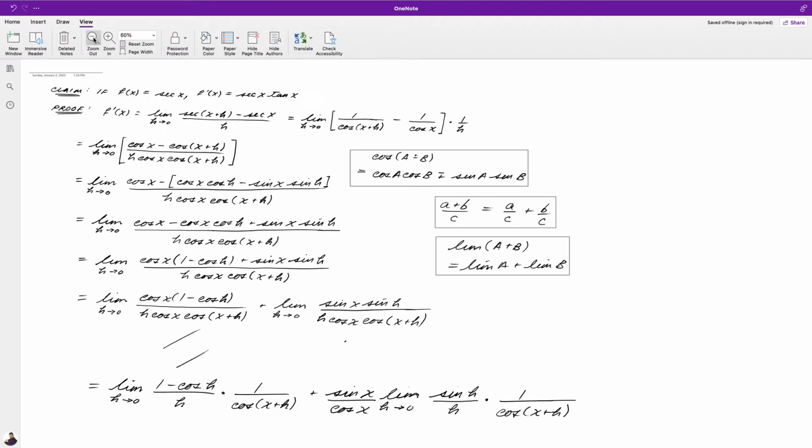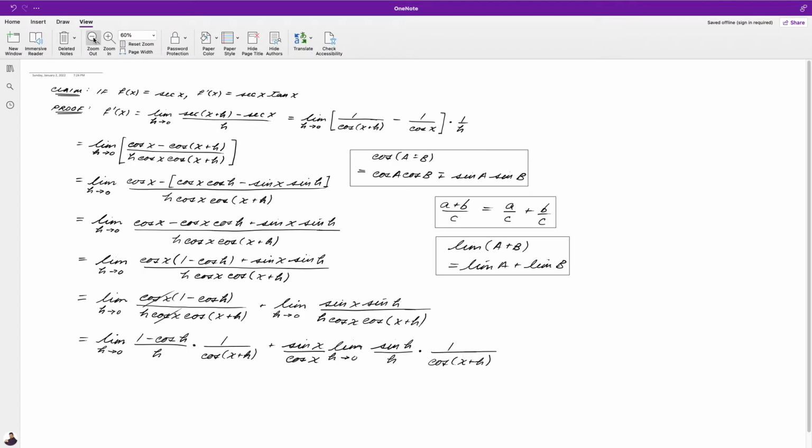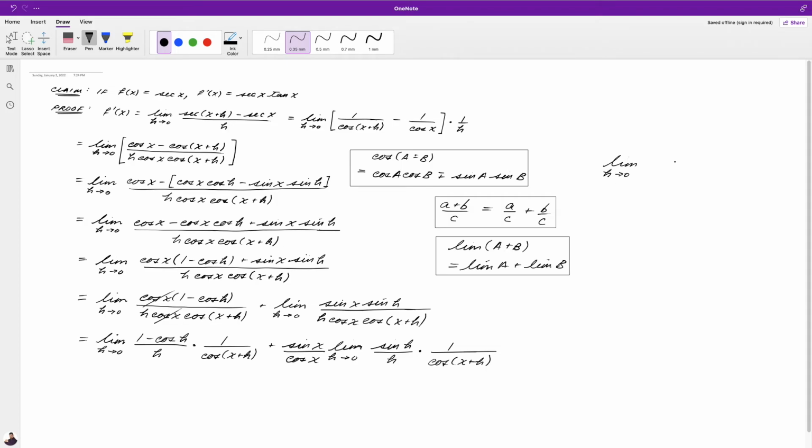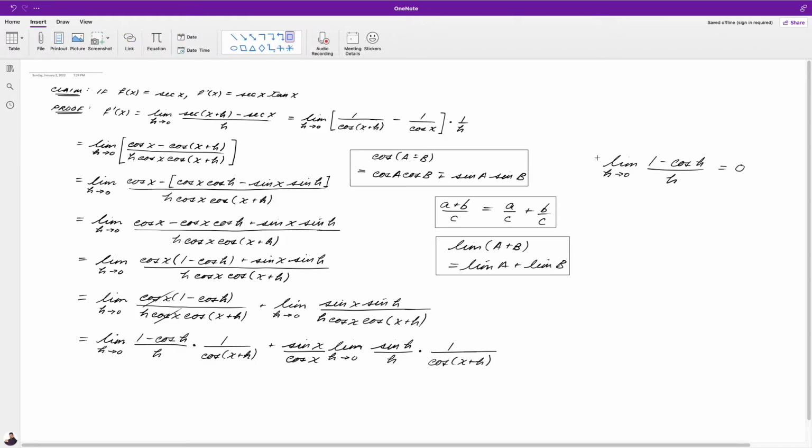Let's zoom out one step. And now let me explain a few things. We know a couple of limits that are provided to us in introductory calculus. One is the limit as h goes to 0 of 1 minus cosine h over h. We know this is equal to 0. That's one of the limits that were provided.